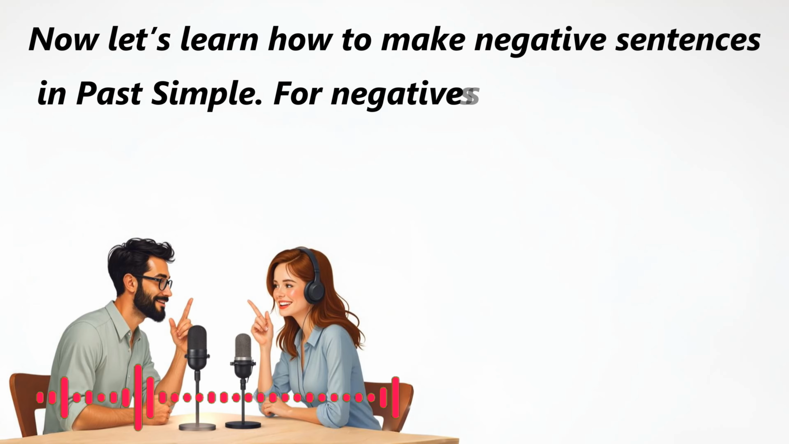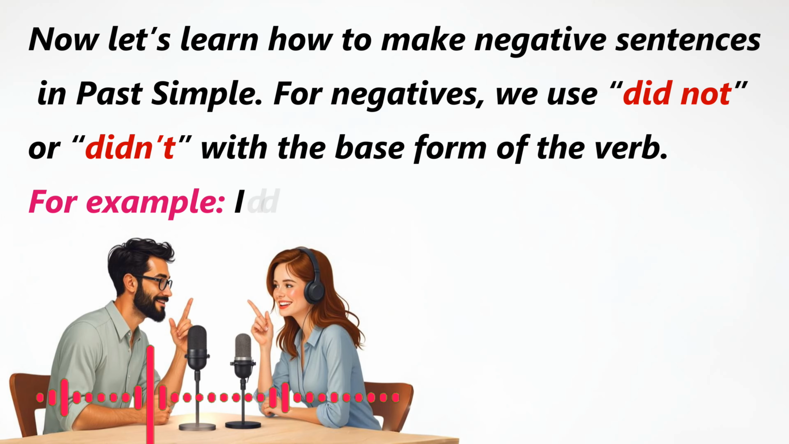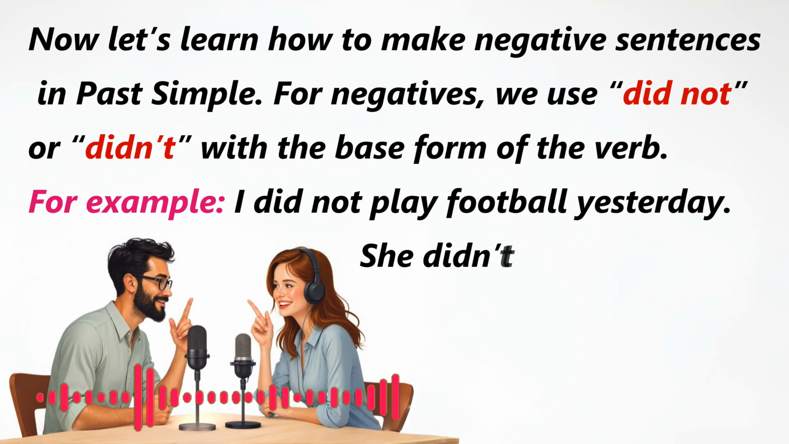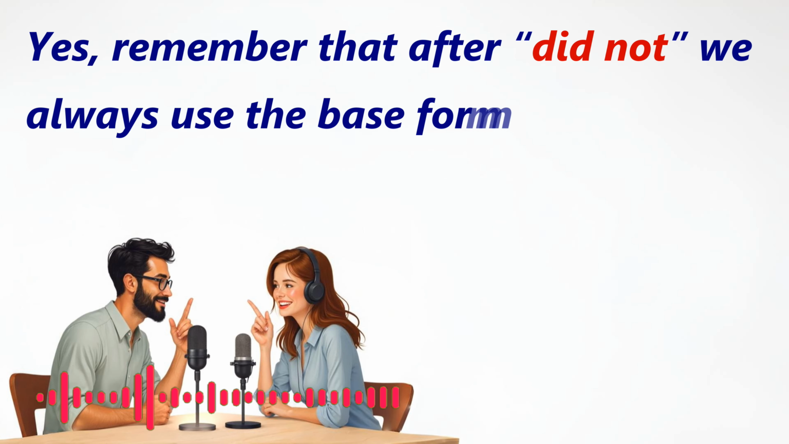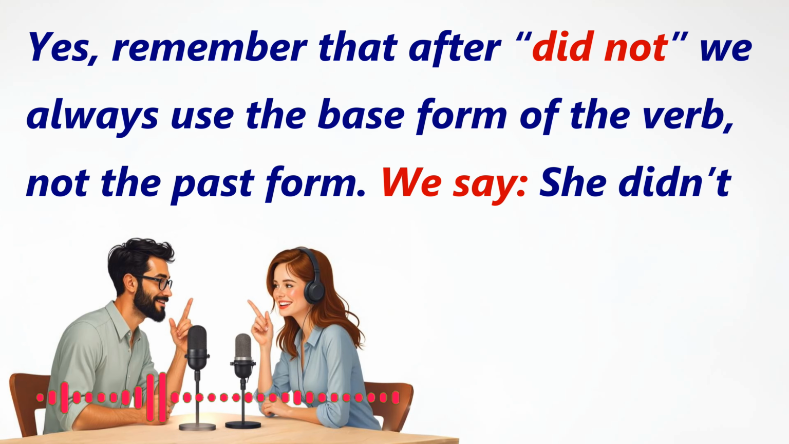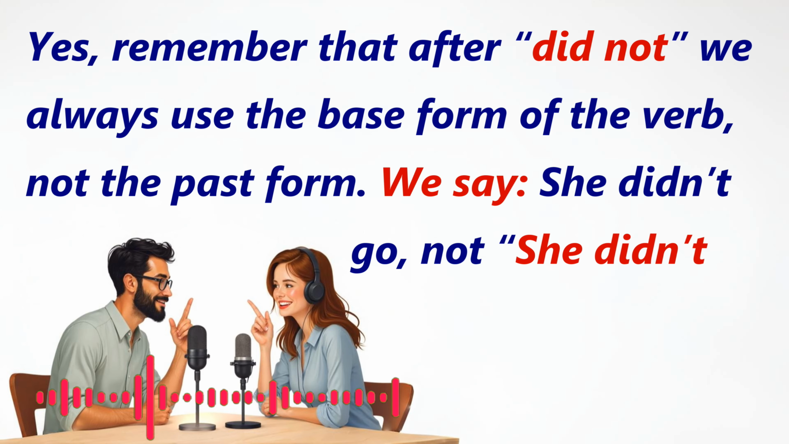Now let's learn how to make negative sentences in past simple. For negatives, we use did not or didn't with the base form of the verb. For example, I did not play football yesterday. She didn't go to school. They did not watch the movie. Yes, remember that after did not, we always use the base form of the verb, not the past form. We say, she didn't go, not she didn't went.